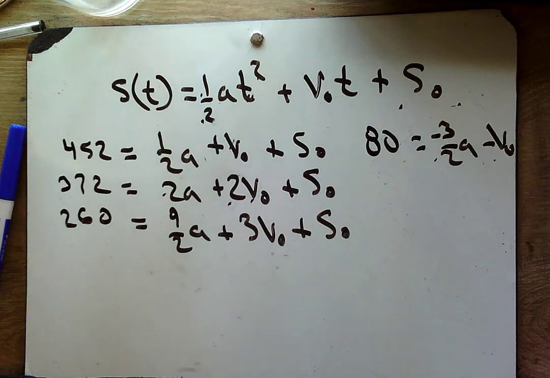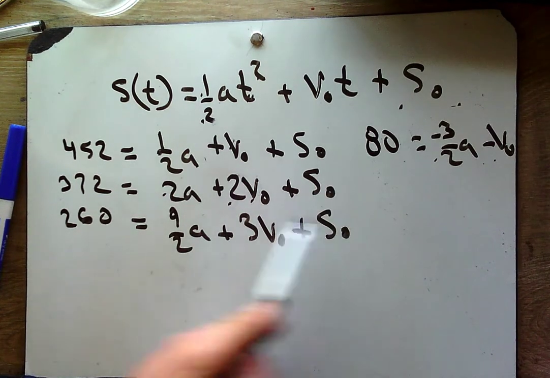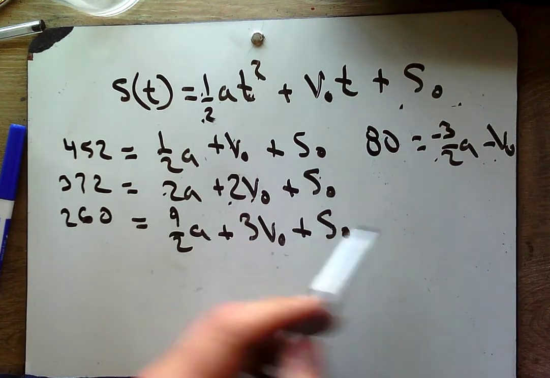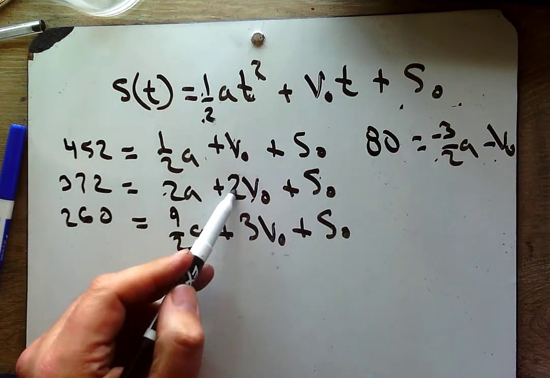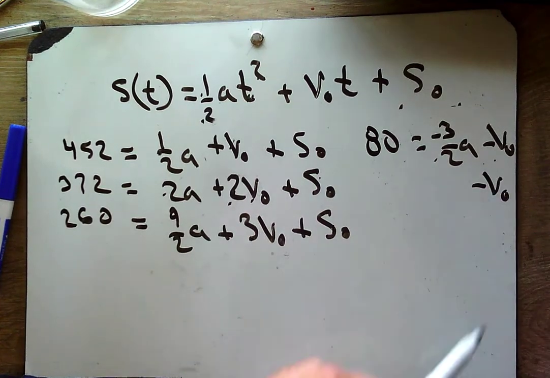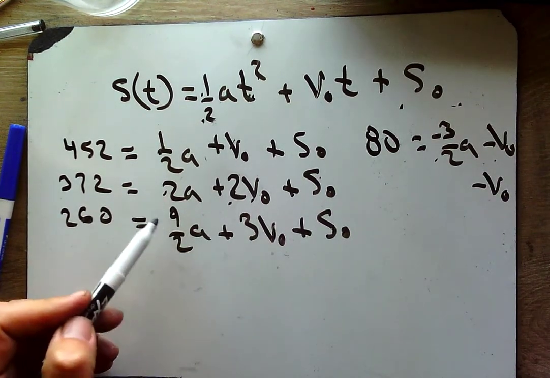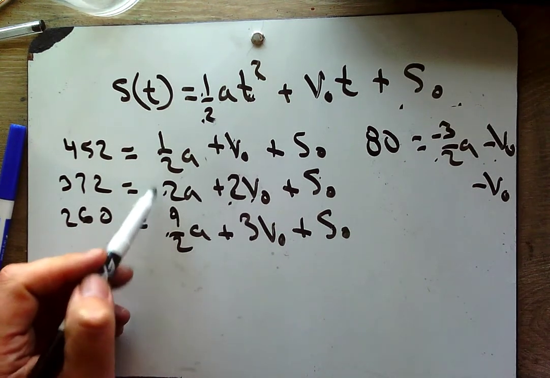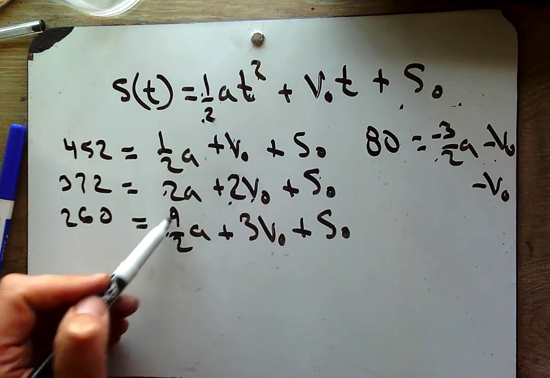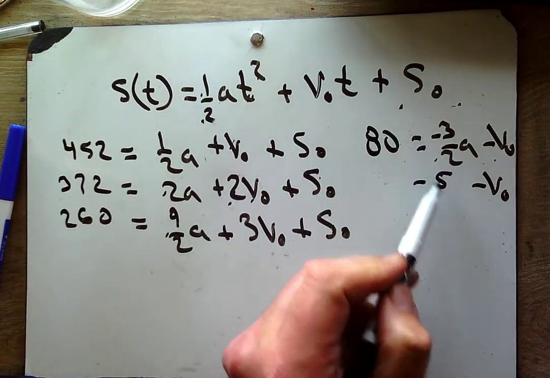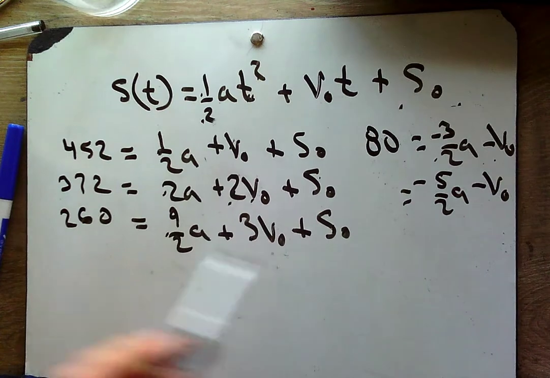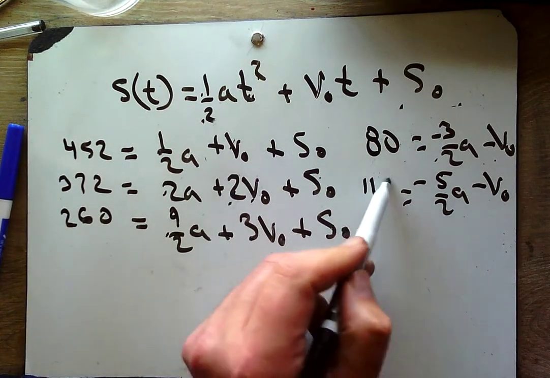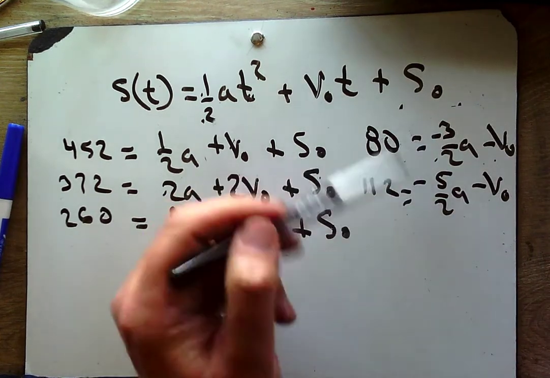Good. Next, I'm going to take the middle one and the bottom one and subtract those equations, because the s sub o's cancel. 2 minus 3 is negative v sub o. 2 minus 9 halves: I have to multiply top and bottom by 2. 4 halves minus 9 halves is negative 5 halves a. And on the other side, what's 372 minus 260? It's 112. So now I see this opportunity.